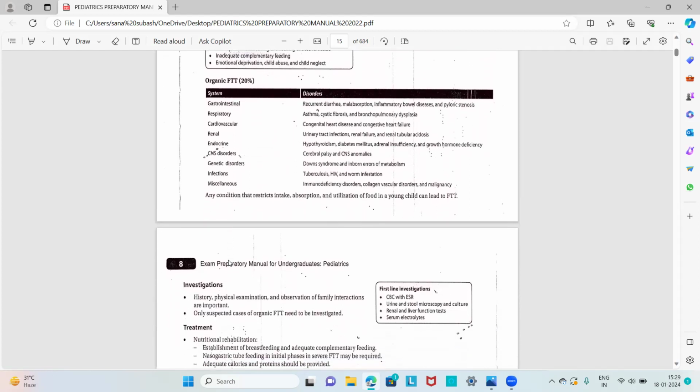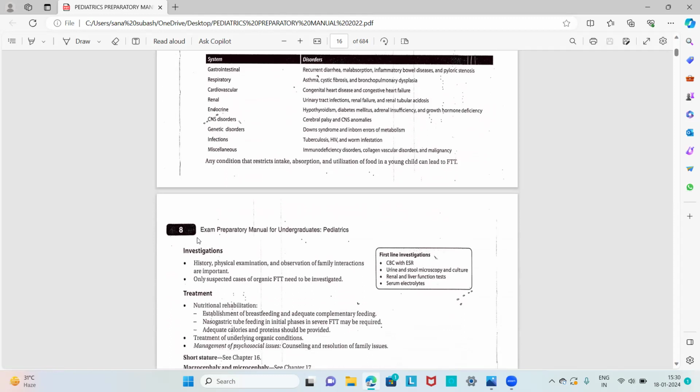Then the next heading is clinical features. If the child presents with poor growth associated with poor cognition and poor development, we have to consider it as failure to thrive, and we have to further investigate the child.